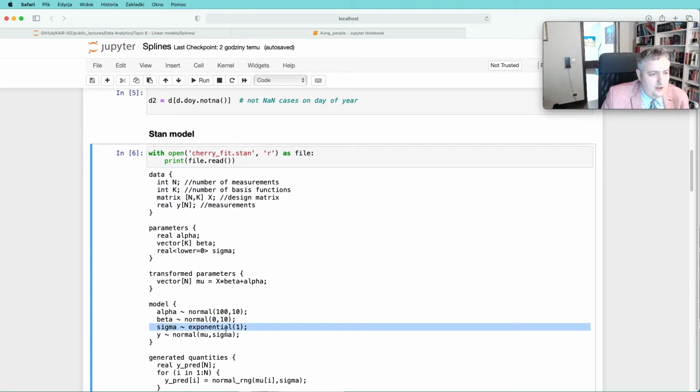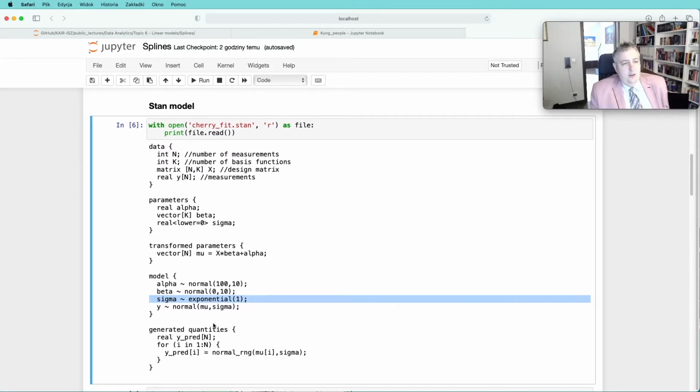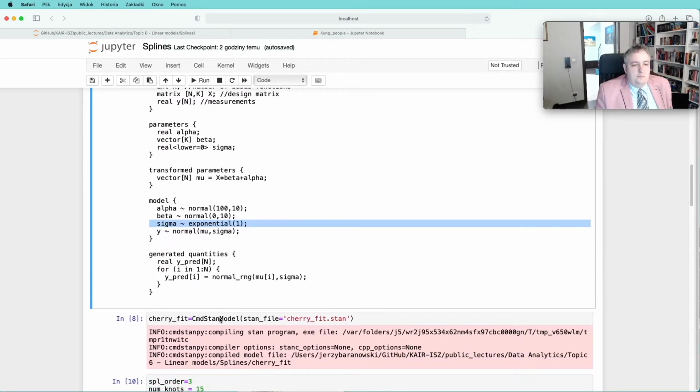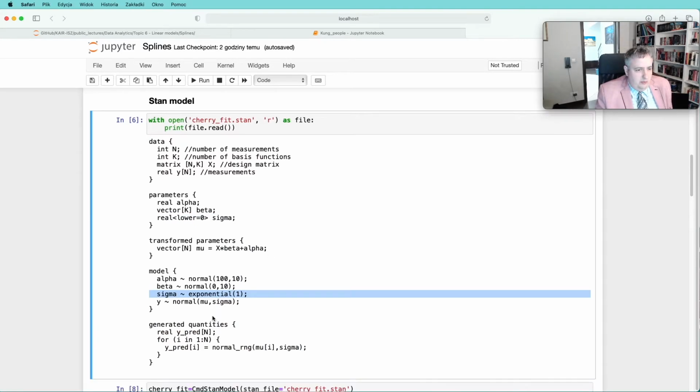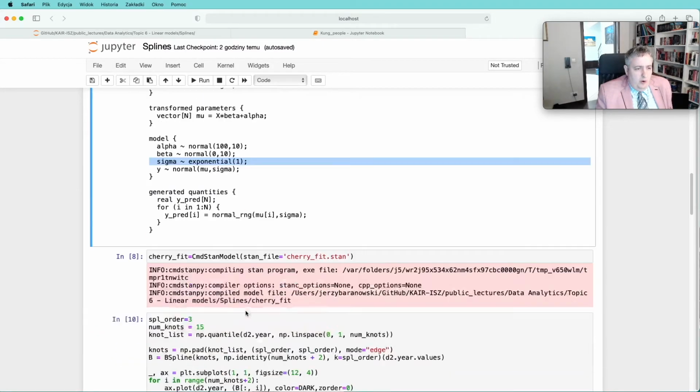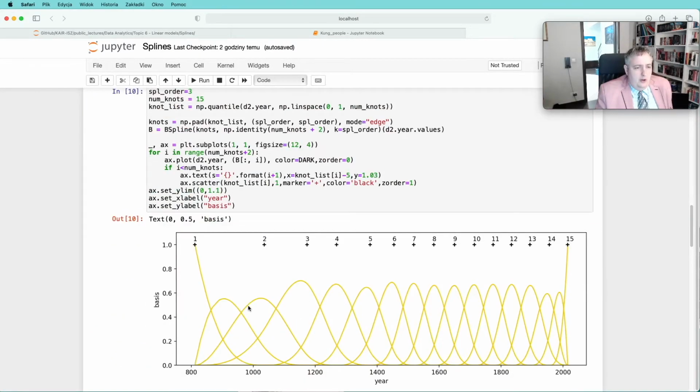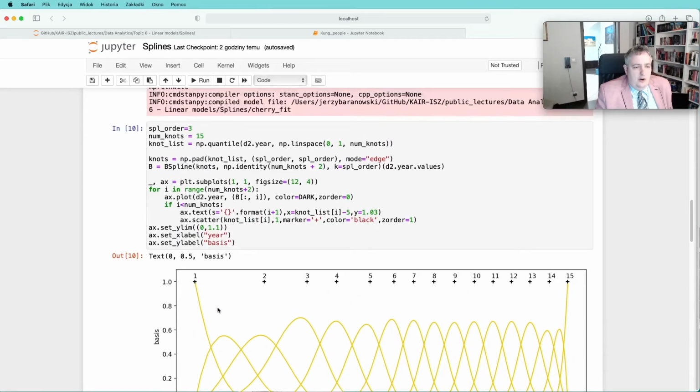In this case we use an exponential distribution for sigma, so we get an uncertainty of on average 1 day standard deviation. We are not analyzing the prior predictive distribution here, especially as we do not have much time. The rest is the same as always. We compile our model, and this is our basis function.